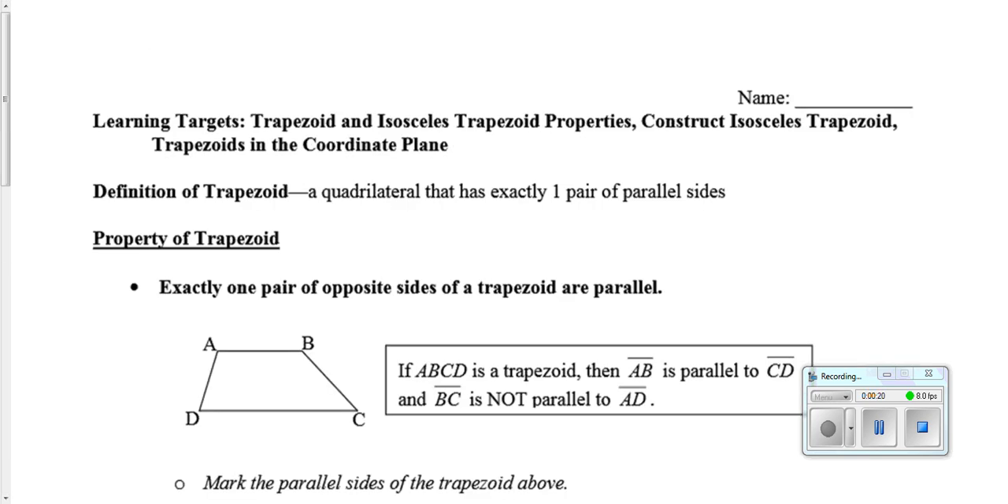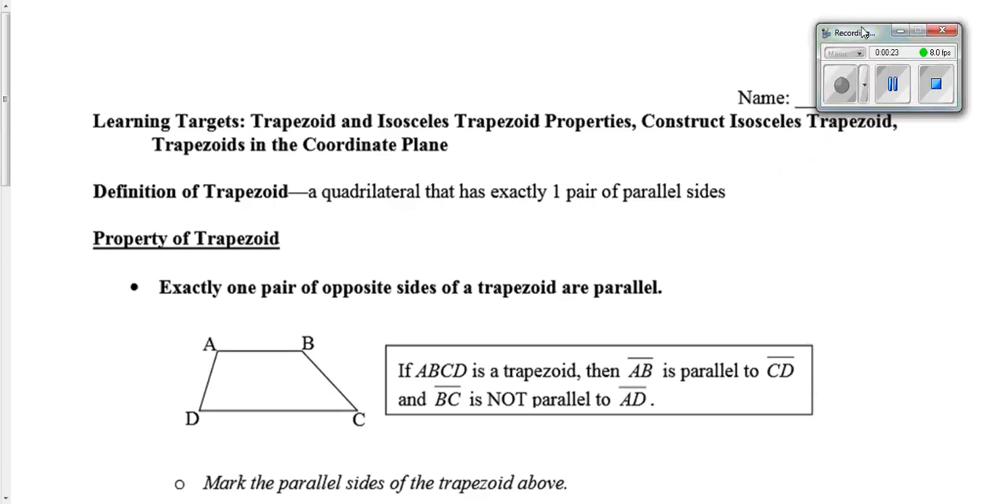Let's first talk about what a trapezoid is. All right, so definition, it's a quadrilateral, so it's a four-sided figure that has exactly one pair of parallel sides. Okay, a trapezoid is not a parallelogram because a parallelogram has two pairs. Trapezoid only has one. So here's that one property: exactly one pair of opposite sides are parallel. All right, so here's my diagram ABCD. It's a trapezoid. AB is parallel to CD. And remember, we mark parallel by arrows. Okay?